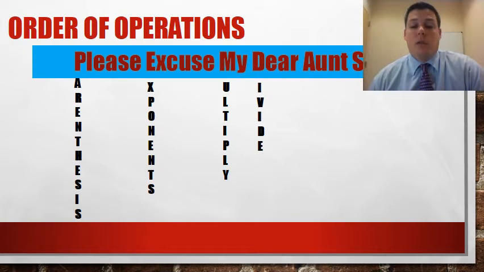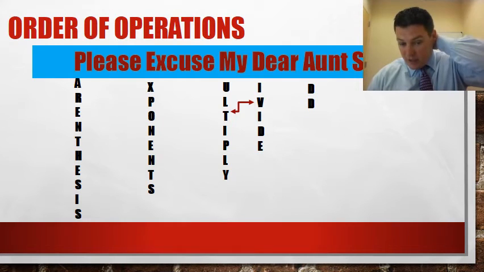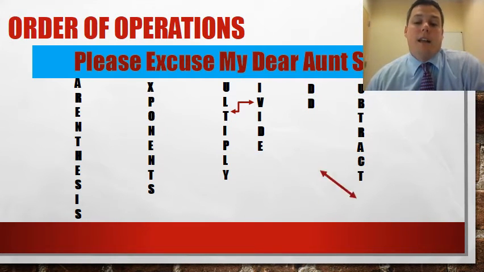Next, we want to multiply and divide. We read equations like we read a book, from left to right. So you want to multiply and divide as your third step together. And lastly, you can deduce that A and S stand for add and subtract, and you also want to do those things at the same time from left to right in an equation.